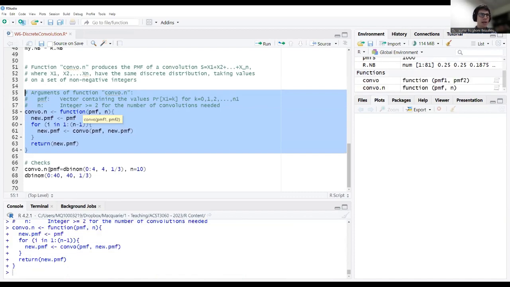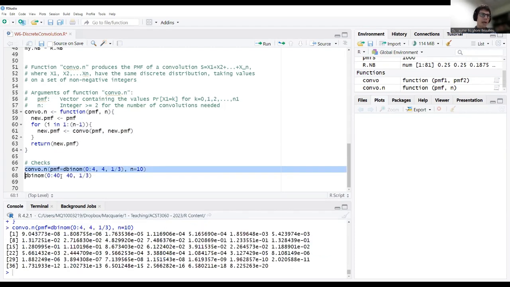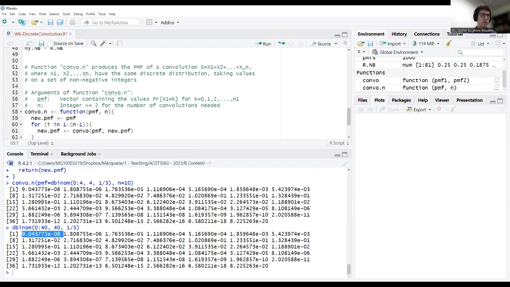Let's just check. This is an arbitrary check, but the convolution of a binomial 4, 1/3, for example, n equals 10 times. So what this is doing is taking the sum of 10 binomials, each with number of trials 4 and probability of success 1/3. Well, you know, theoretically, this should give you a binomial 40, 1/3. So let's check. Those are my probabilities from the function convo.n. And this is then the theoretical probabilities from R. You see those numbers? They seem to match.